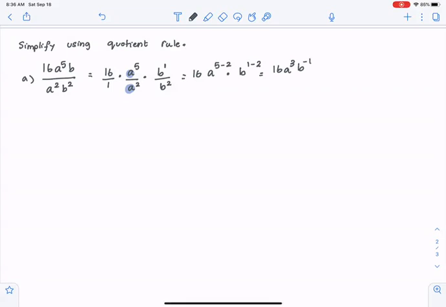But as I mentioned in the beginning, I said it's best to have the answer in positive exponents. So this could be written as 16a cubed b raised negative 1 divided by 1. Move that to the denominator. We will have 16a cubed divided by b.